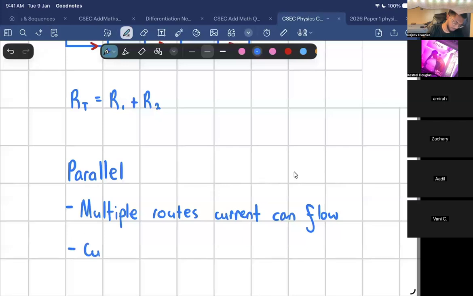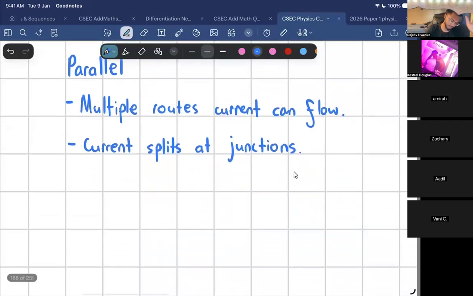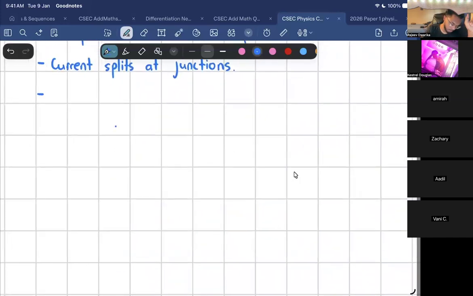And you would say current splits up at junctions. And that makes sense, right? Because if you're driving a car, anytime you reach a junction, what do you have to do? Go left or right. Exactly. And let me just draw a parallel circuit for you all quickly.